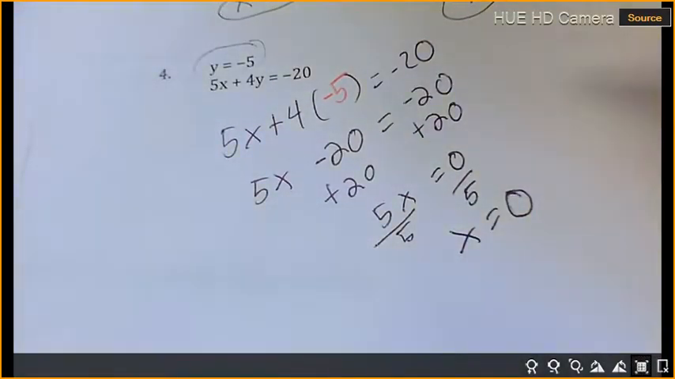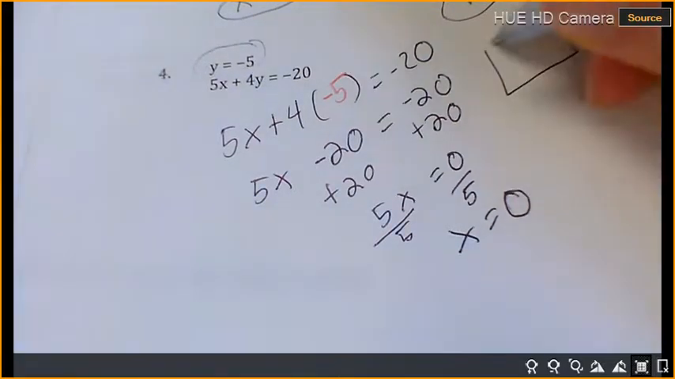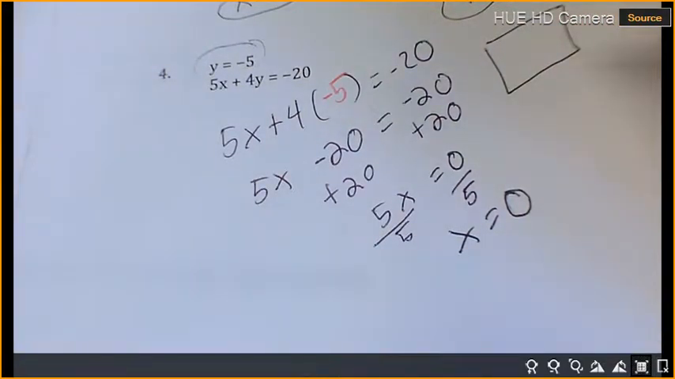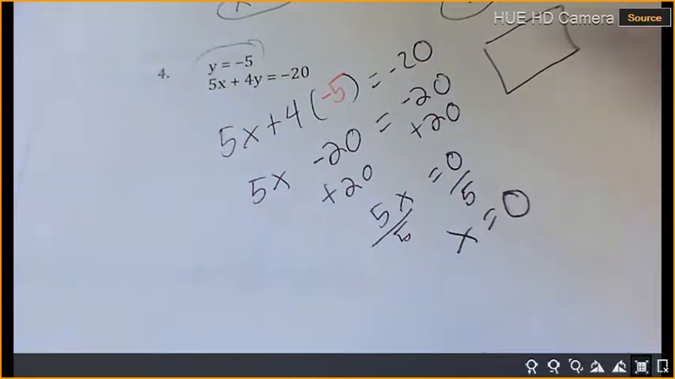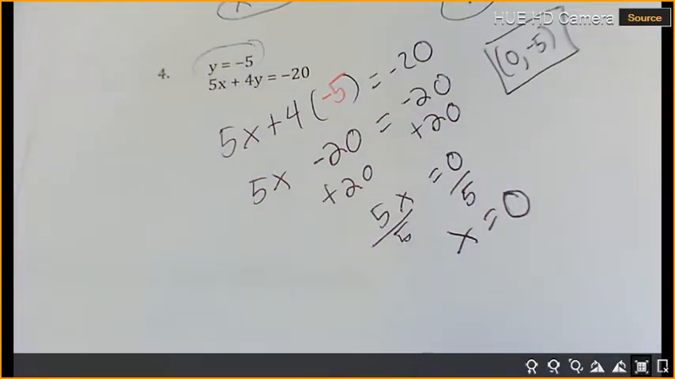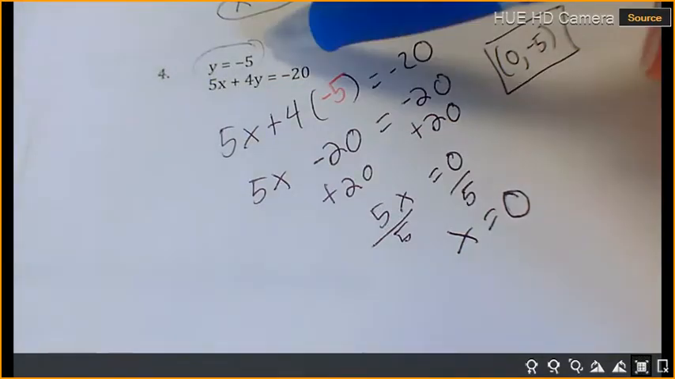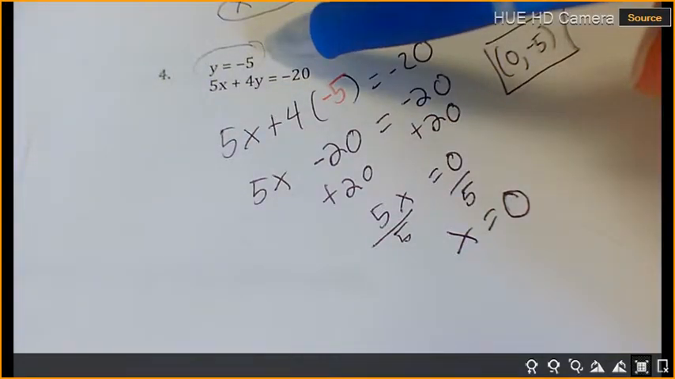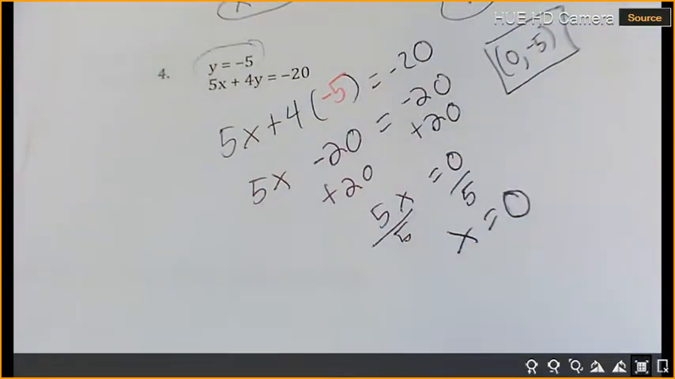Okay? Now I need... So I already know what y is. So I know x is 0, y is negative 5, and I'm all done. Okay? I already know that y is negative 5, so I don't have to plug anything in.